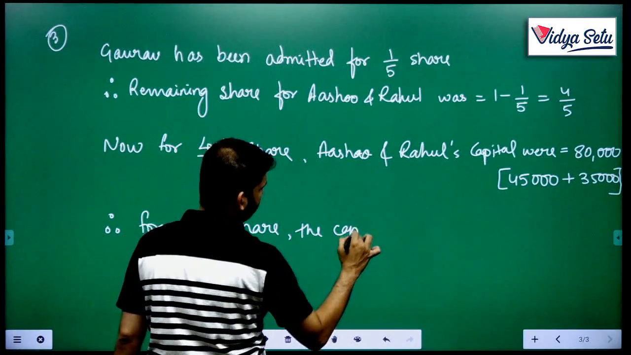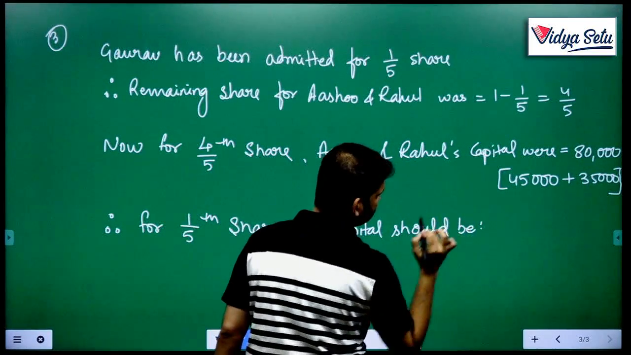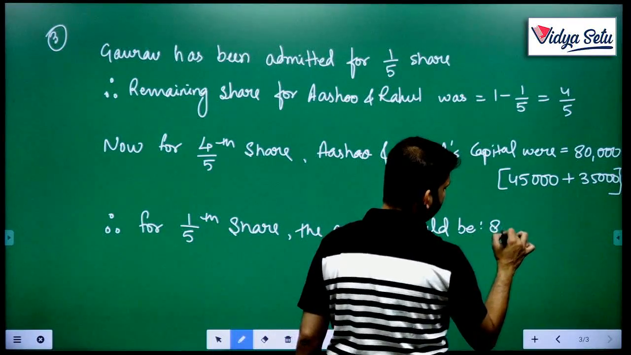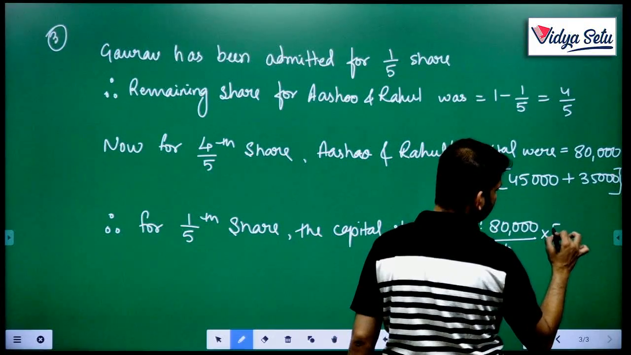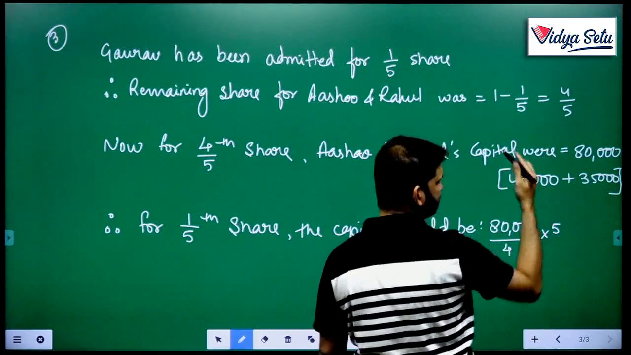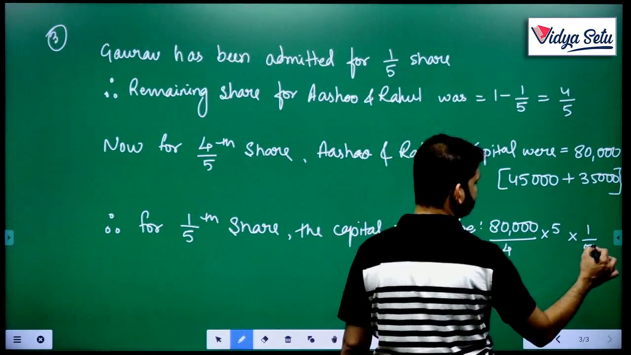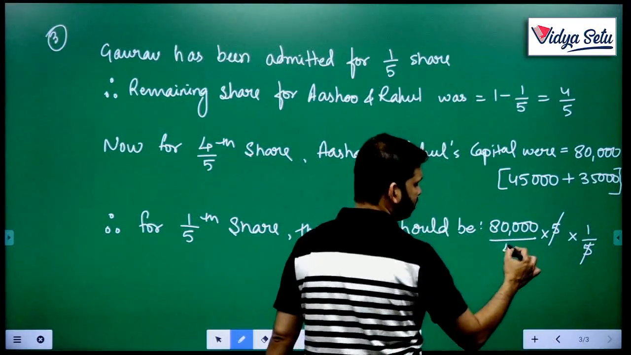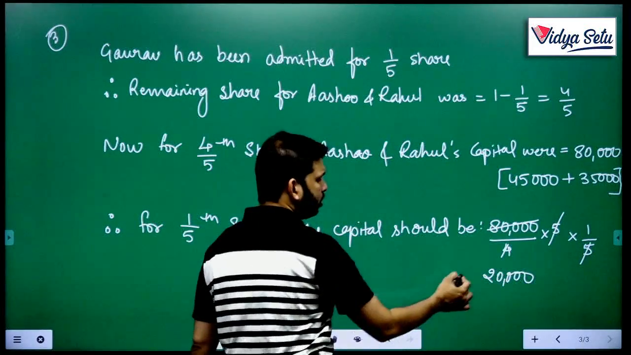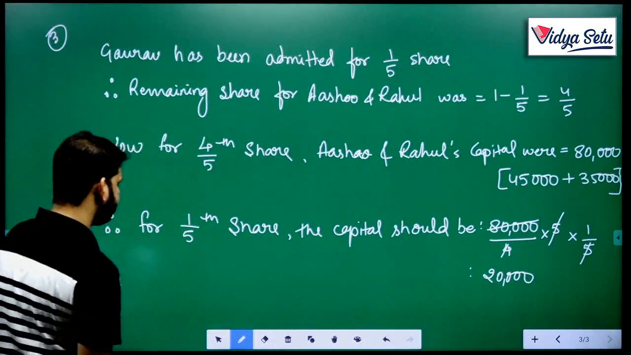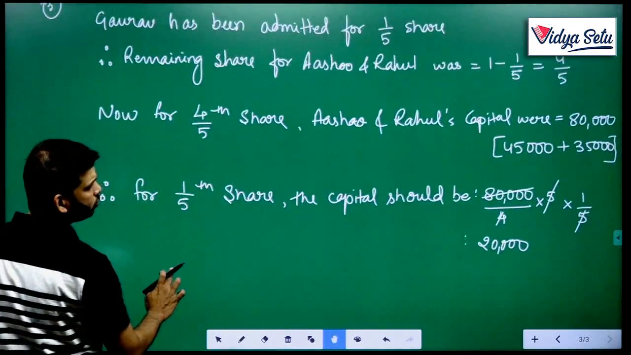the capital should be, now what should be the capital? That is 80,000 divided by 4 multiplied by 5. That's just the reverse, multiply by 1/5. That's Gaurav's share. This 5 cancels. 20,000 should be Gaurav's capital. Therefore, now we understood that 20,000 is the capital.